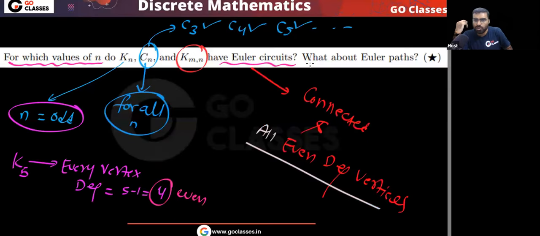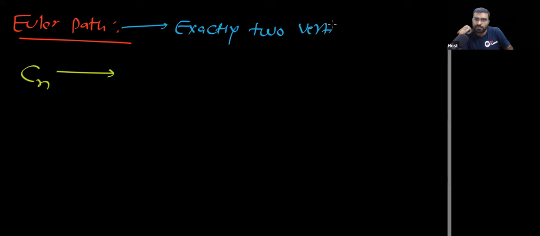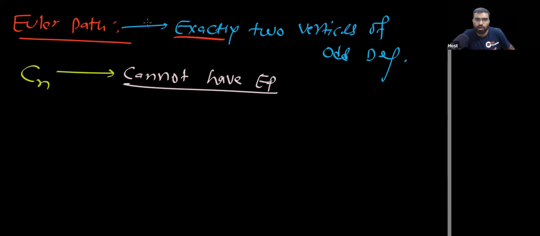So the question is also asking, what about Euler path? Let's focus on Euler path. For Euler path, what about Cn? In Cn, can you have Euler path? Remember, for Euler path, exactly two vertices must have odd degree. Yes or no? So Cn cannot have Euler path.